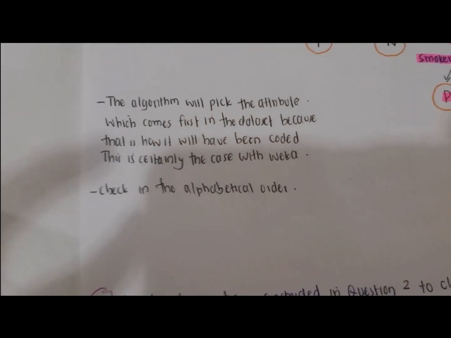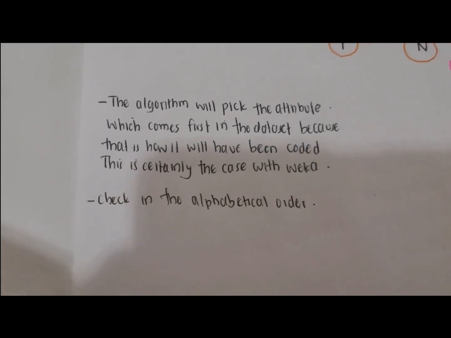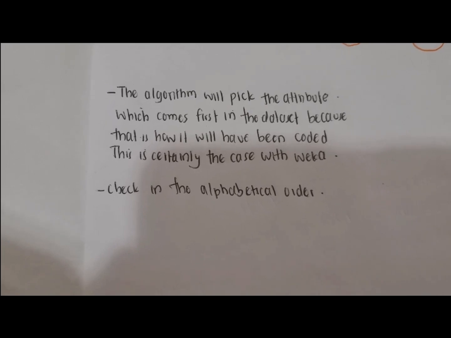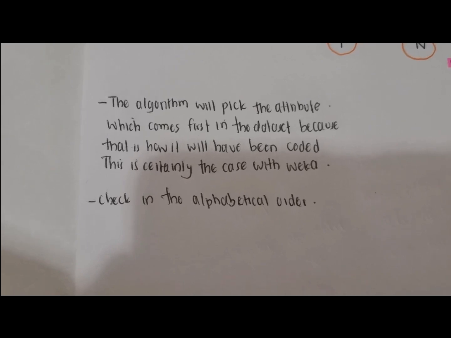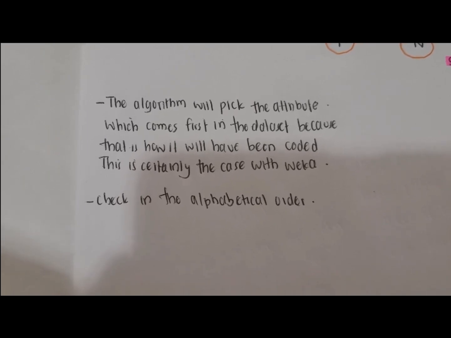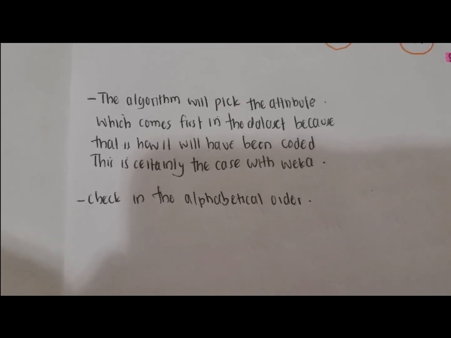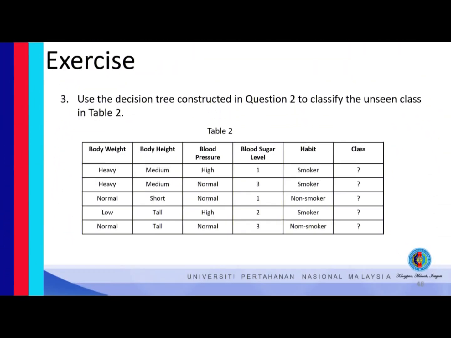And as for the second part of the second question, what to do if two attributes have the same amount of information gain? So the algorithm will pick the attribute which comes first in the dataset, because that is how it will have been coded, and this is certainly the case with WEKA. Or otherwise, we just need to check in the alphabetical order. Splendid. I wish you have understood how to use the formulas and to construct the trees.